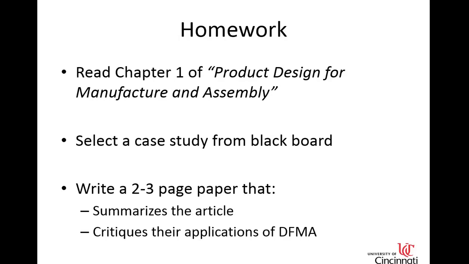So your homework. For your homework, I want you to read chapter 1, product design for manufacturing assembly, which is just kind of an overview. Then on Blackboard, there's a few case studies I want you to go through. And then write a paper, no more than 2 to 3 pages, that summarizes the article. That's the first half of your paper, or first section of the paper. Second half of the paper is critique how they apply design for manufacturing assembly.